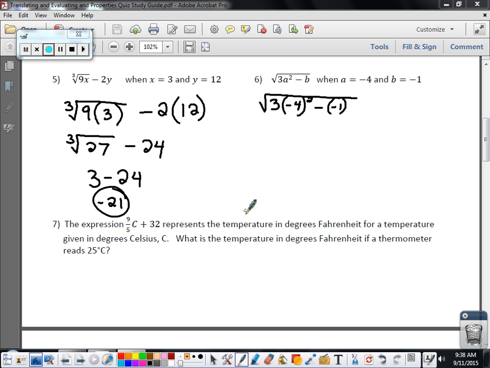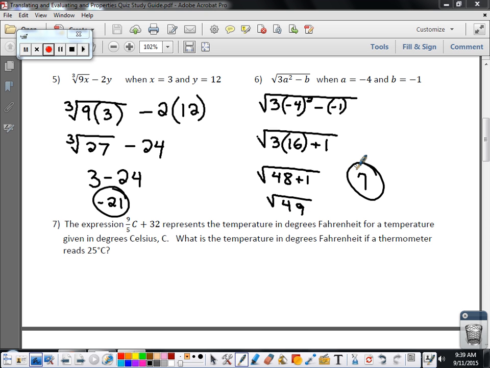Good? Here we go. So underneath the square root symbol here, I have to do exponents first. So this is 3 times negative 4 squared. What's negative 4 squared? 16. Now watch this. Guys, what's minus a negative? What happens here when you have two negatives next to each other? It turns into a plus sign. Good. I'm still underneath. So now 3 times 16 is going to give me 48. 48 plus 1 is going to give me 49. And guys, what's the square root of 49? 7. Good? That helpful?